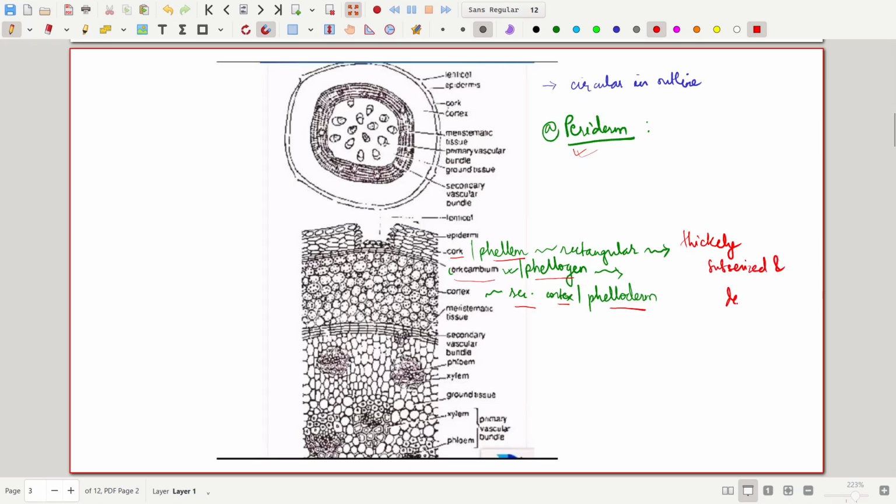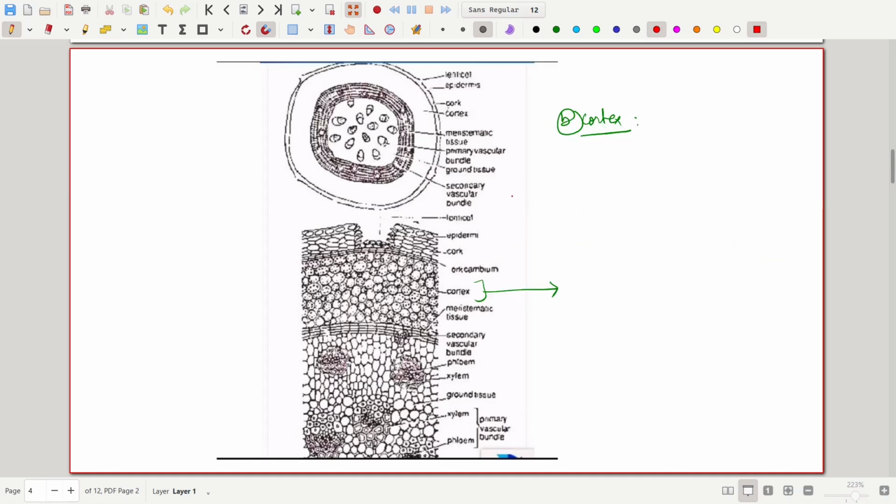obviously as it is cork it is dead, and the phellogen is 1 to 2 layered, thin walled, and tangentially elongated, and these three structures form the periderm in case of the old stem that replaces the epidermis, with the periderm composed of phellem, phellogen and phelloderm. And now let's discuss the second point, that is the cortex.